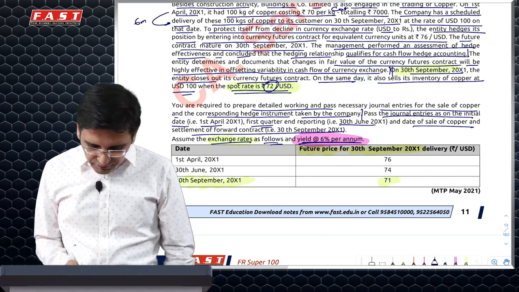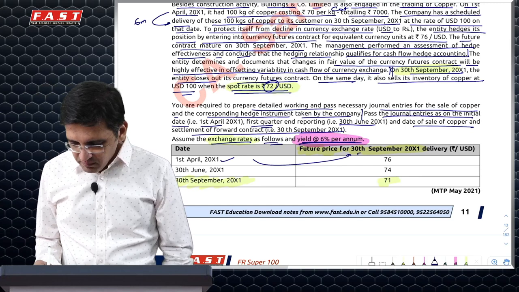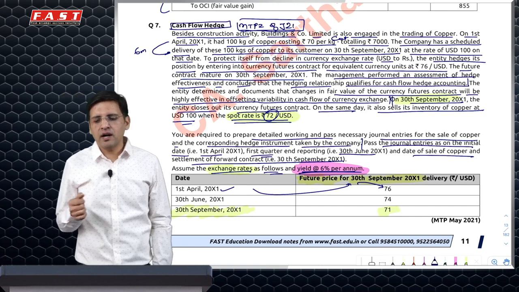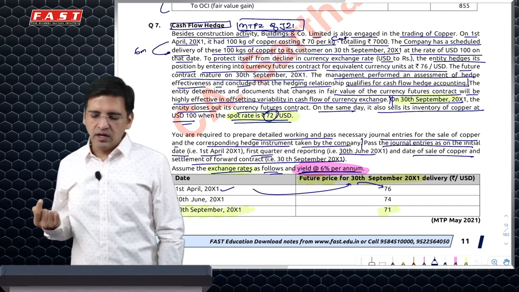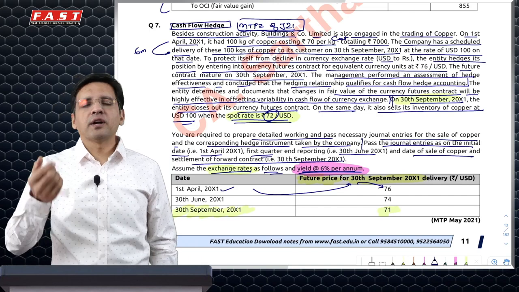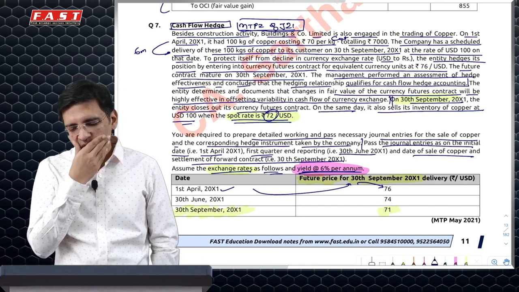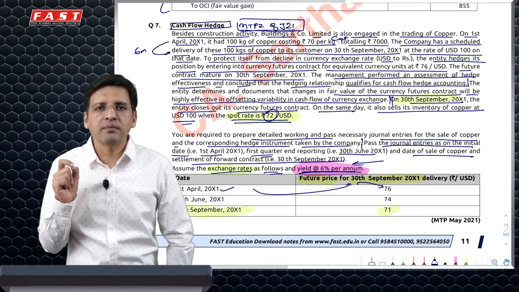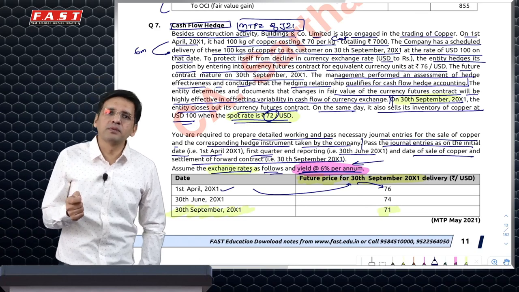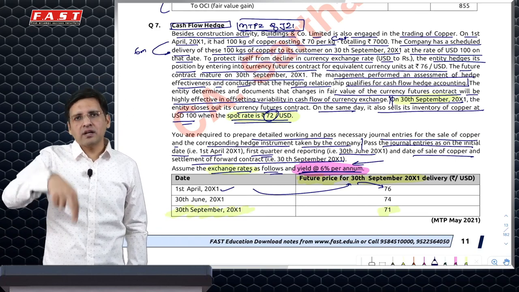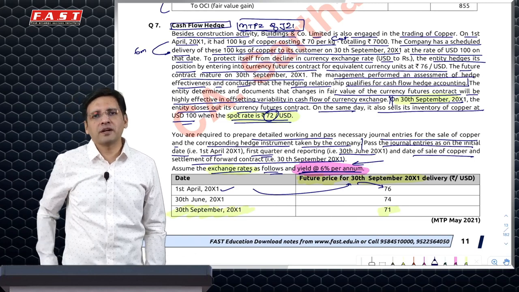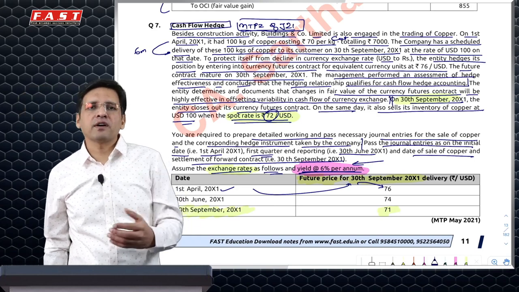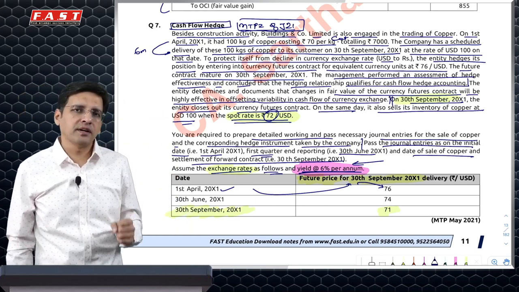The question says that on 1st April, the future price for 30th September is 76, which means that if you take a future or a forward contract for 30th September for a dollar, it will tell you that, okay, you give me a dollar, we'll pay you 76 rupees after 6 months. Now, how does this 6% feature in? Because whenever a forward price is calculated, obviously the interest factor is also taken into account. Accordingly, the forward or the future prices are set. So when I say I'm getting a forward of 6 months at 76 for a dollar, it means they have factored in the interest element in it.